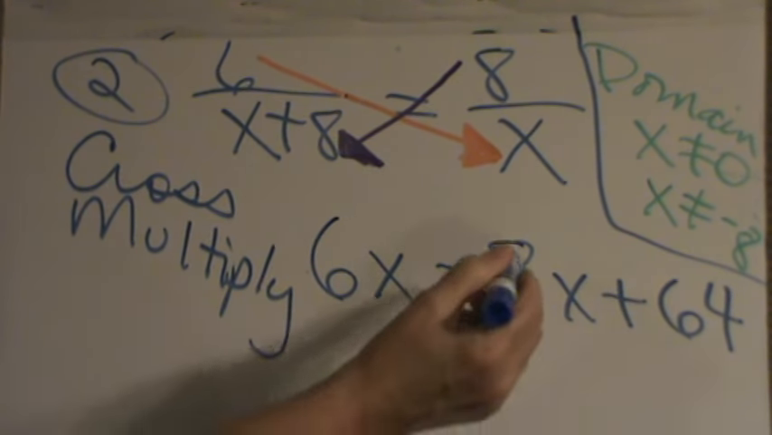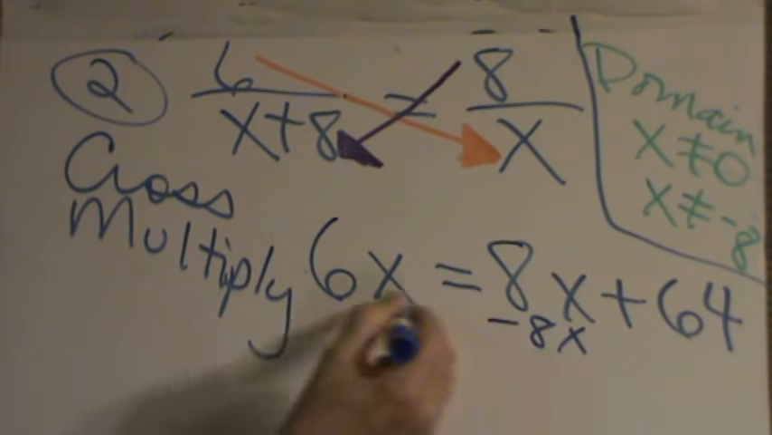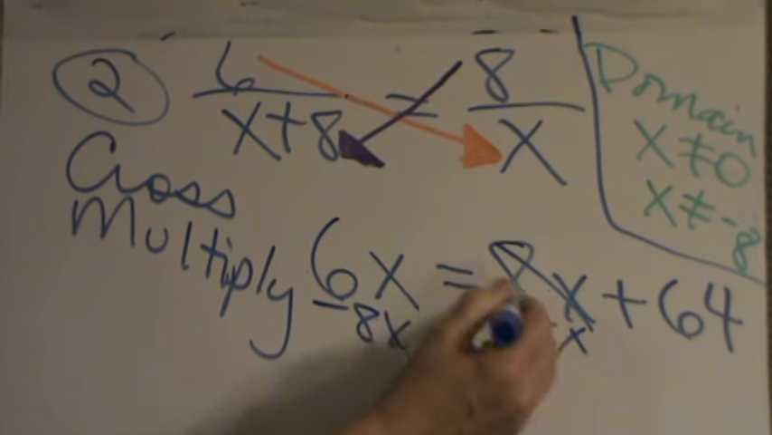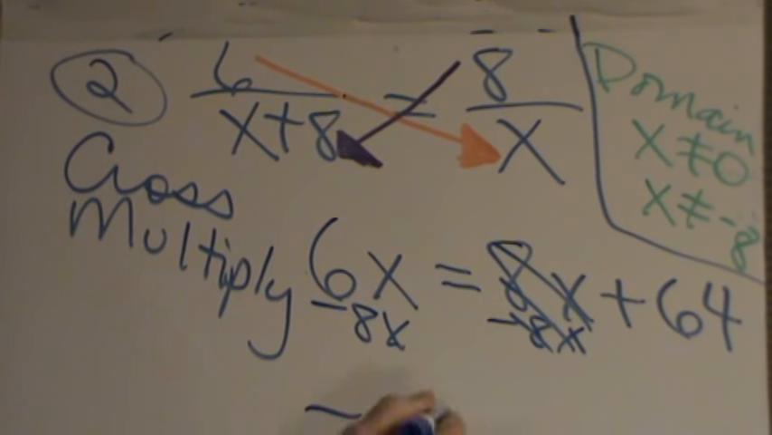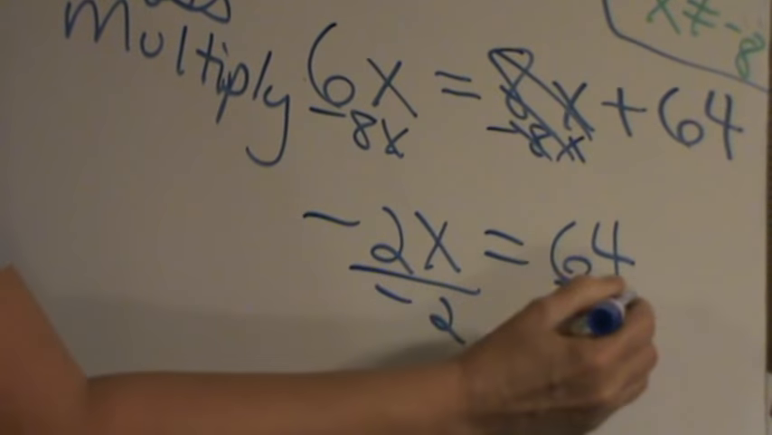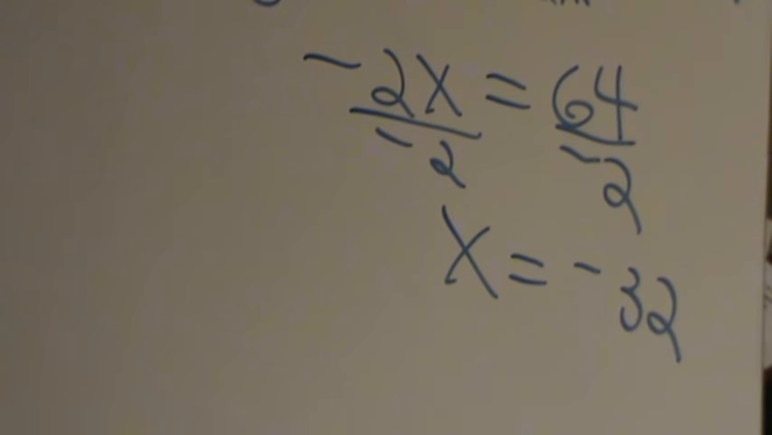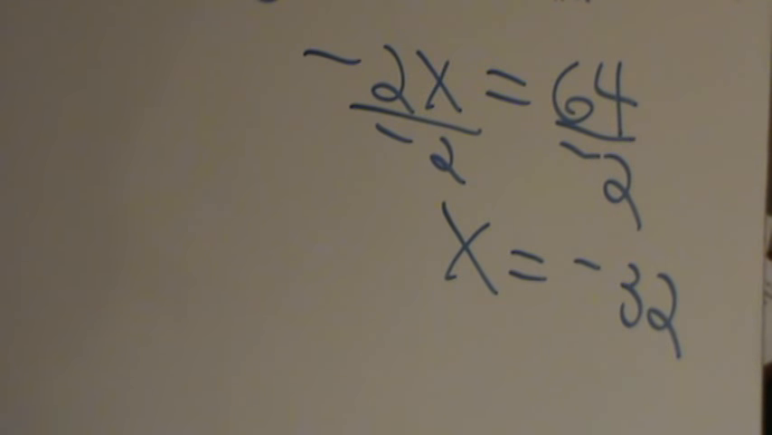Crisscross. Okay, bring the 8x over to this side so we can solve this problem. We'll have -2x equals 64. Divide by -2 and you get x equals -32. Glance up there. That's not breaking any rules with domain, so that's what you'll put in to choice A.